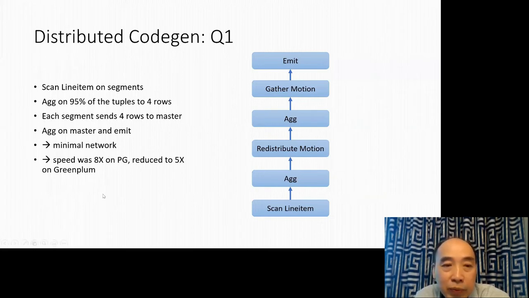The speedup on PG was 8x when there was no network. And when we added the network layer in Greenplum, it went down to 5x. So LLVM and all this code gen stuff is very sensitive to the speed of the underlying IO, right? So if you have slow disk, don't even bother with code gen, right? That's what you can see quite apparent here.